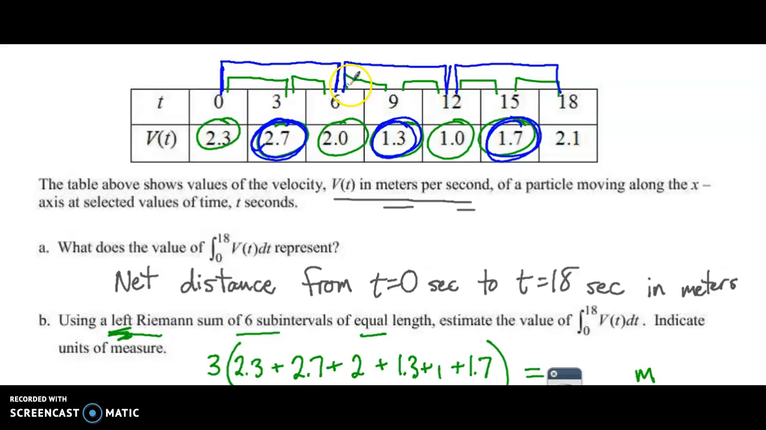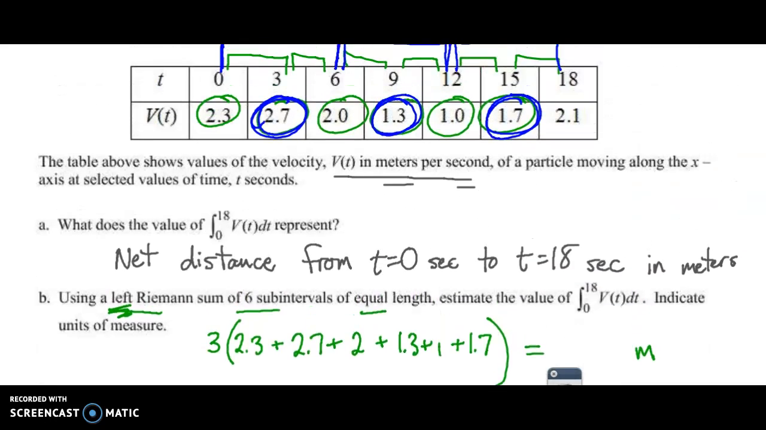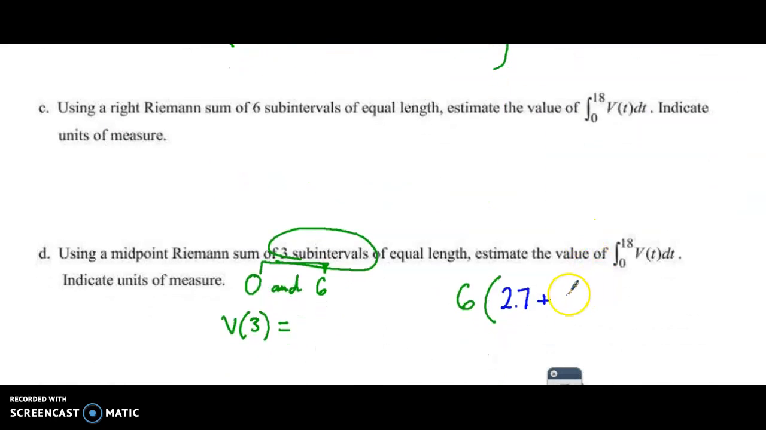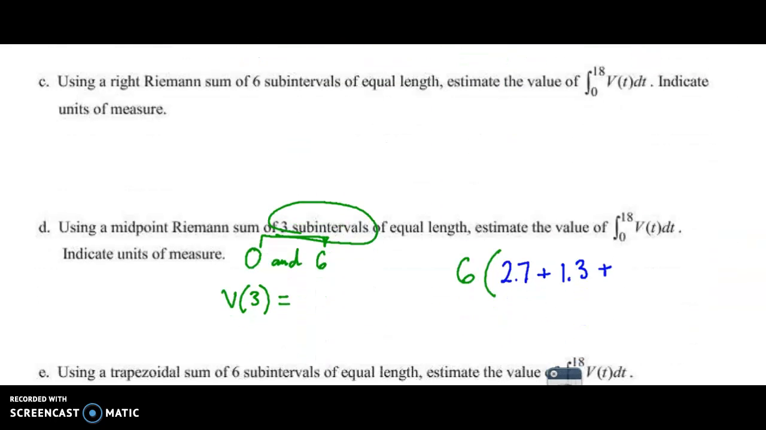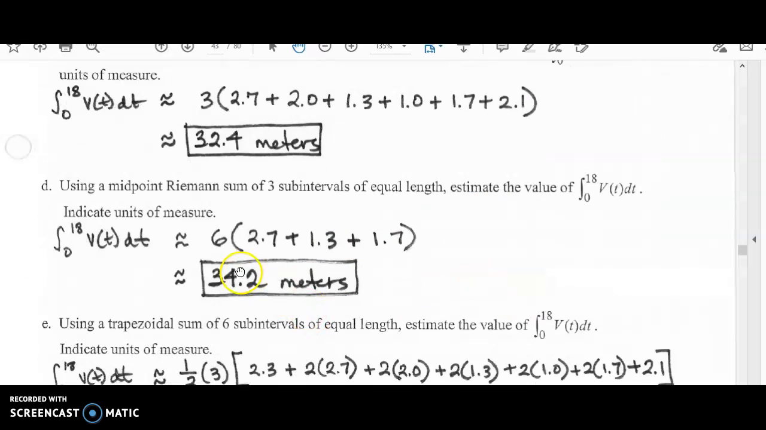So each width is still 6, so imagine I'm factoring out, but I'm doing 6 times 2.7, and then plus 6 times the next number, which is 1.3, and then 6 times my last number, 1.7. And we get an approximation that might be a little bit better, might be a little bit worse. I'm just trusting the answer key, 34.2. And then we also have this practice with trapezoidal sums, 6 subintervals of equal length.